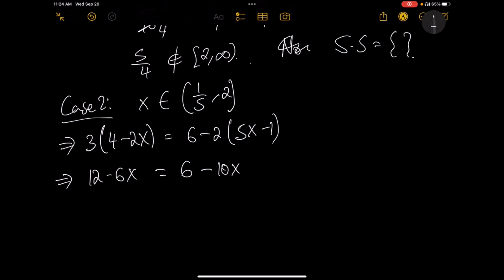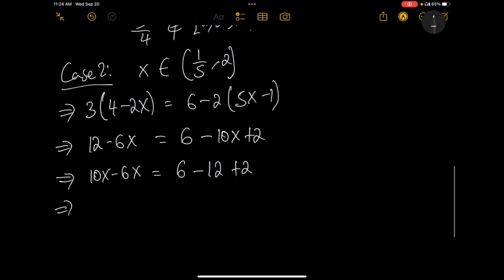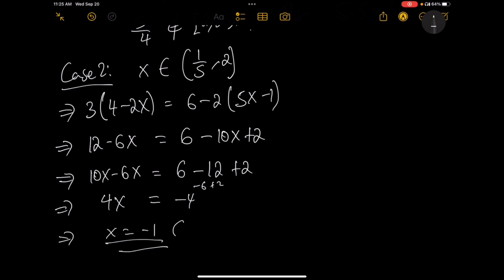Negative 2 times negative 1, that is positive 2, which implies 10x minus 6x is equal to 6 minus 12 plus 2. It implies 10x minus 6x, that is 4x, is equal to 6 minus 12, that is negative 6, plus 2, that is negative 4, which implies that x is equal to negative 1. But negative 1 is not an element of the open interval from 1 over 5 to 2.